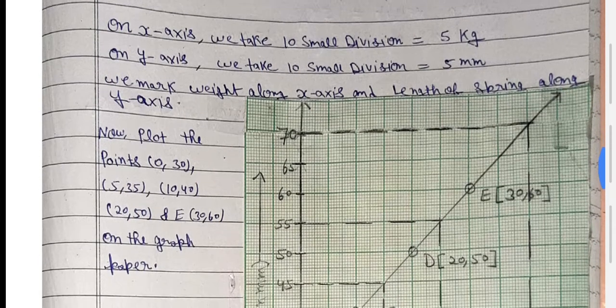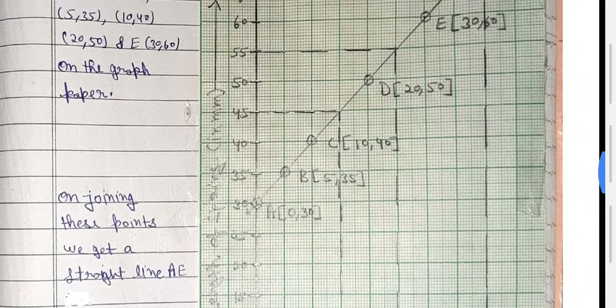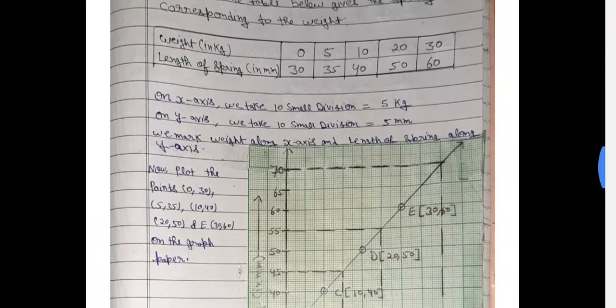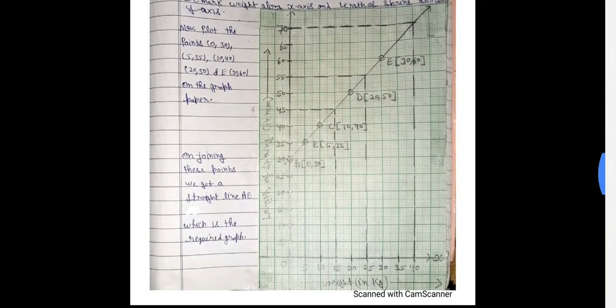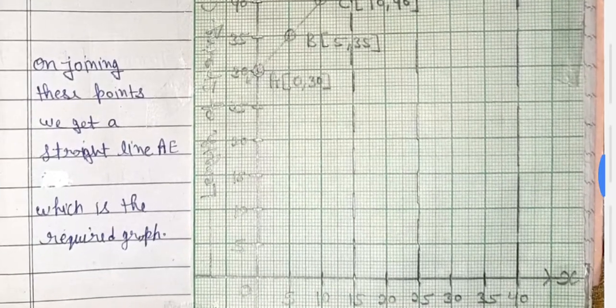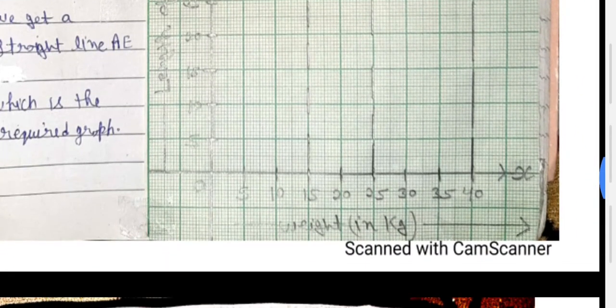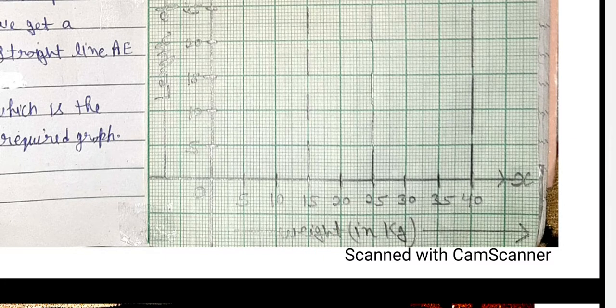So you have to plot these points on the graph paper. Okay, now just make a graph and then you have to plot. I will show you how to make the graph. In this one, you take the x-axis and the y-axis. The x-axis represents weight and the y-axis represents length of the string. You can zoom to see. I will send you the PDF file also, so you can easily see it. This is weight and this is the length of the spring.